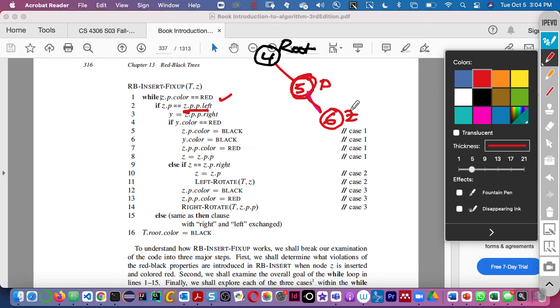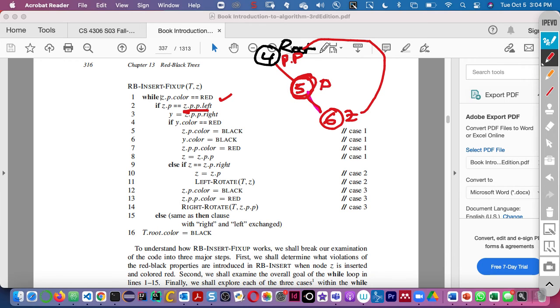So think about it this way: this is G, this is P, and this is P.P, the parent of parent. From the perspective of G, this will be the parent of G, and this will be the right side. So G.p.p.y means it is the right branch.